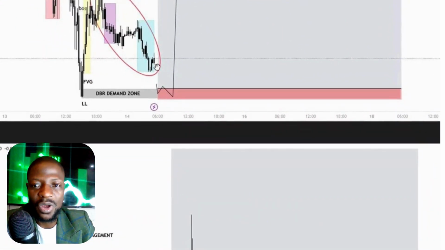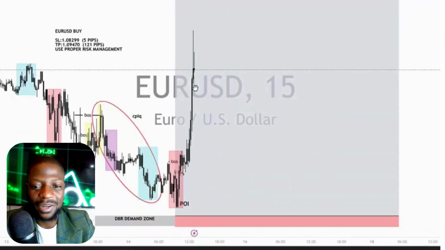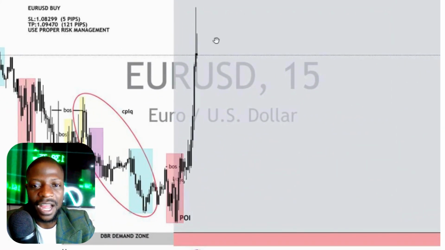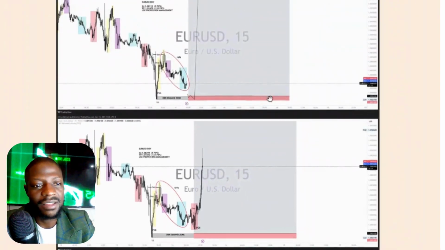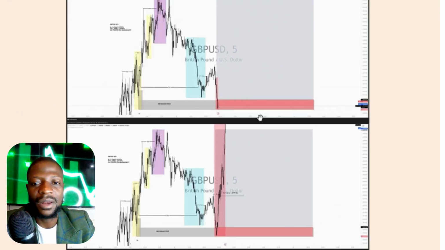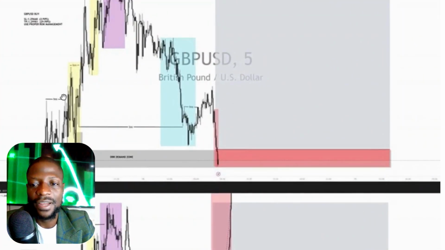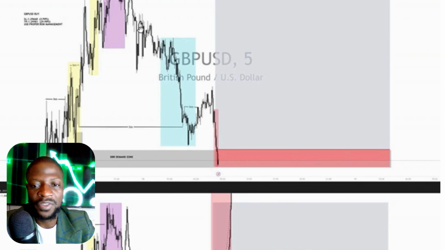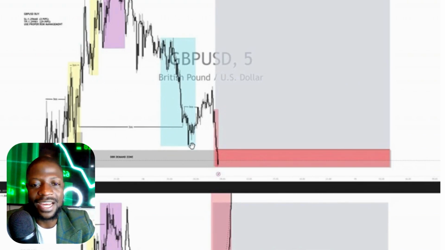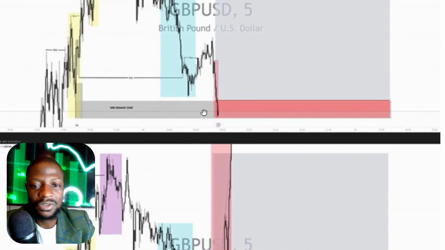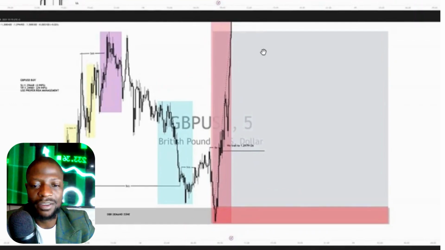The market comes into your area, you wait for the Asian session to be taken out, see what happens. The market comes here and then the market just flies to the upside. Look at this. You have a drop based rally, multiple breaks of structure, you have liquidity, you have the Asian session. The market beautifully comes to your area right here.